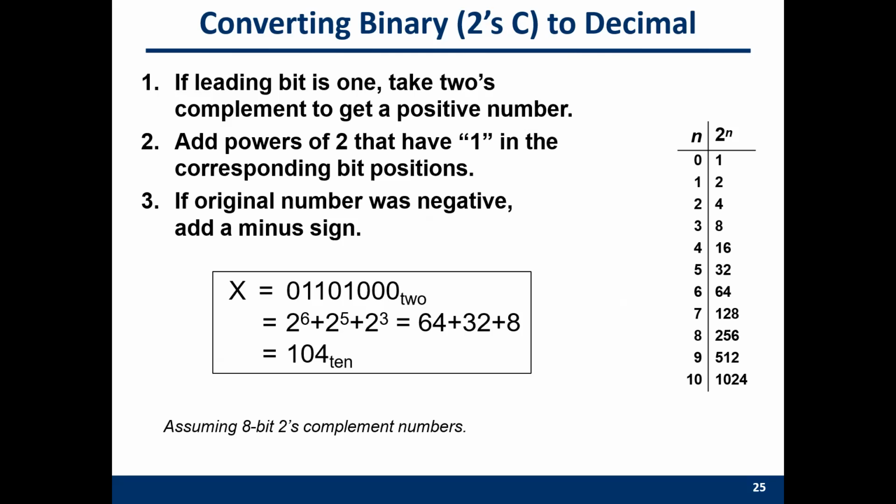So this bit represents 2 to 0, 2 to 1, 2 to 2, 2 to 3. Because we only have 3 ones here, we just need to pick up the corresponding positions. So this one is 2 to 3, this one 2 to 5, and this one 2 to 6. We just sum them together, and then we have the decimal value of this number. So this is the binary number, and this is the decimal number of x.